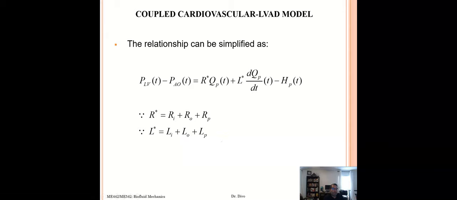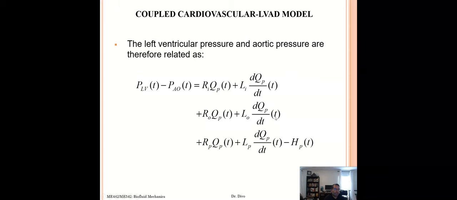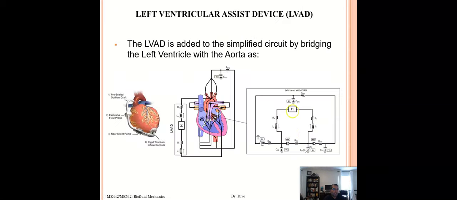Now notice that this formula doesn't need to actually be altered using KVL or KCL. Why? Because it only includes already existing state variables. PLV is state variable number 2, PAO is state variable number 3, and QP is the new state variable number 6. So we don't need any additional implementation of the KCL and KVL to alter this formula to eliminate any unknowns from it.